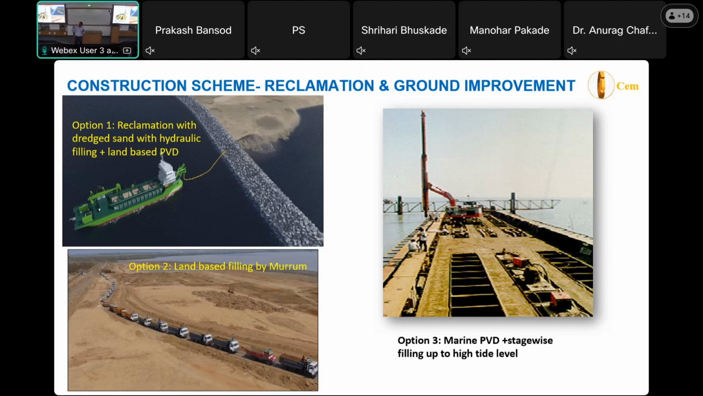but you cannot do the PVD afterwards. So you are doing the PVD first. That's why initially you have to do the PVD, and only then put the rock layer, maybe 1 layer or 2 layers. You put the rock, and then you put the sand, followed by, once you come above water, the moram. So there are a couple of options we have worked out.